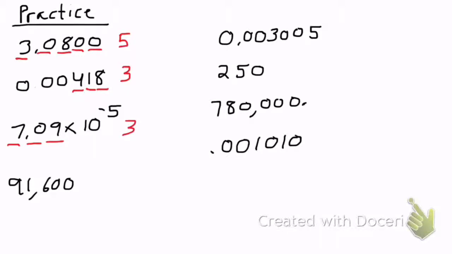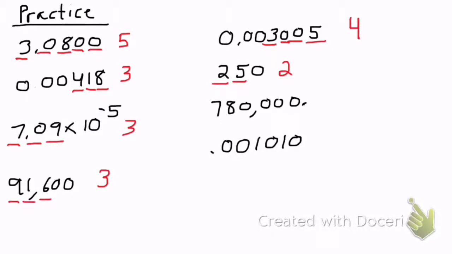This is a straightforward number, 91,600, has 3 non-zero numbers, therefore this only has 3 significant figures. Looking up on the top right, 0.003005, we underline the non-zero numbers. We see 2 zeros are sandwiched in between, therefore we have 4 sig figs. Looking at 250, there's only 2 non-zero numbers. There's no decimal point, so therefore there's only 2 significant figures.